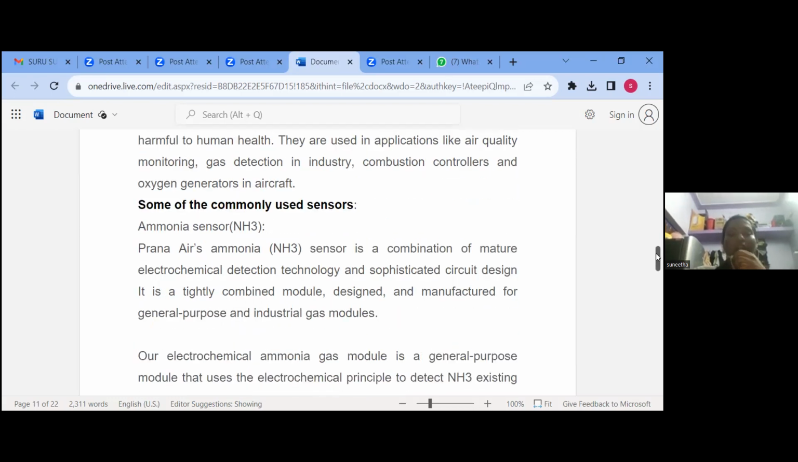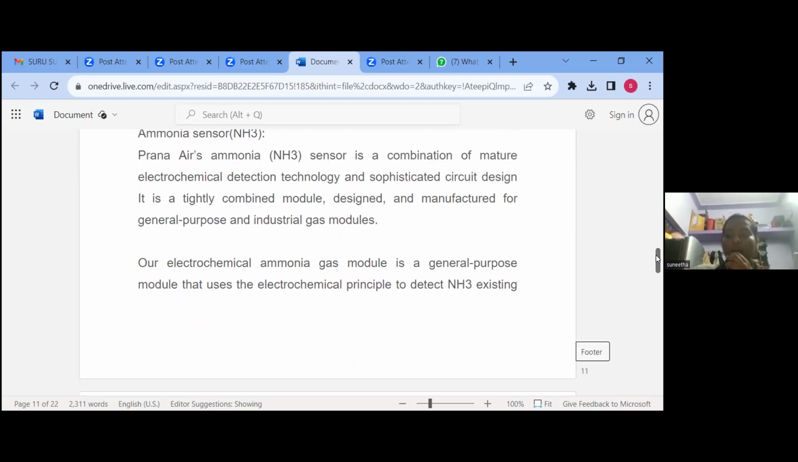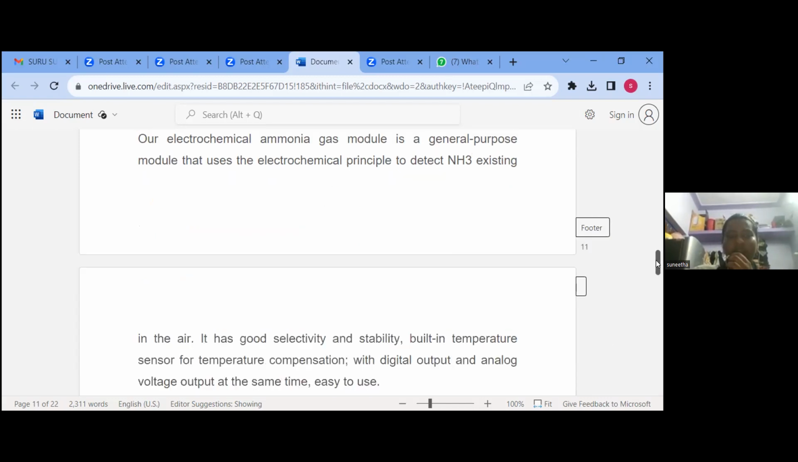Some of the commonly used sensors are ammonia sensor. Prana Air's ammonia sensor is a combination of mature electrochemical detection technology and sophisticated circuit design. It is a tightly combined module designed and manufactured for general purpose and industrial gas modules. For general purpose and industrial purpose, we can highly use ammonia sensor. Ammonia sensor working principle is electrochemical ammonia gas module.